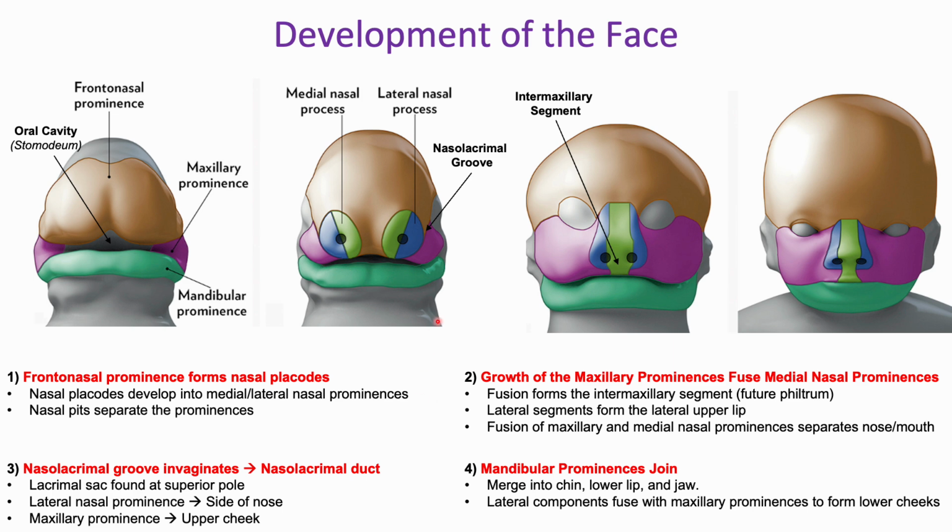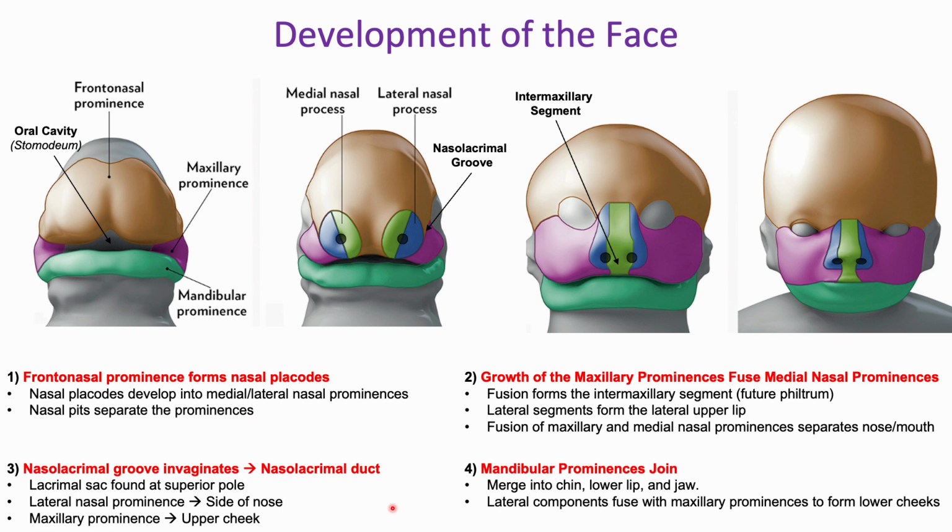Now, during this whole process, as the maxillary process is moving, the groove between the maxillary process and the frontonasal prominence is going to be known as the nasolacrimal groove. It is going to invaginate and go underneath the surface of the skin, and it's going to form the nasolacrimal duct. Now, at the very superior poles, near the eyelids, this is where you're going to have the lacrimal sac formed. The groove is going to go down along the sides of the nose, and it's going to drain internally into your nasal cavity.